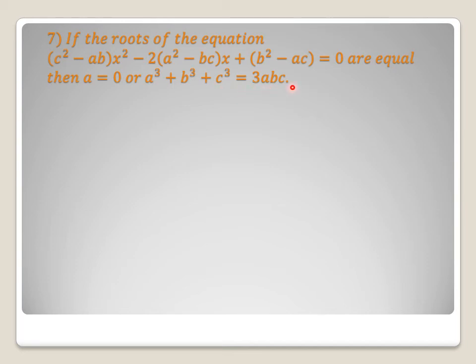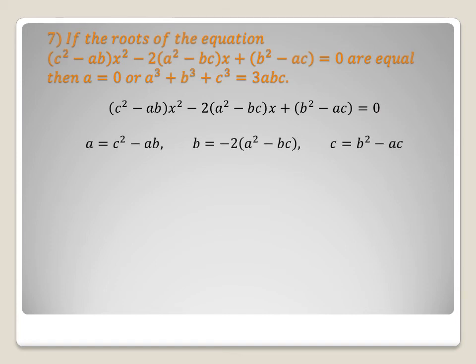So we will take the equation (c square minus ab) into x square minus 2 into (a square minus bc) into x plus (b square minus ac) equals 0. We will take the values of a, b and c. A will be c square minus ab, b will be minus 2 into (a square minus bc), and c will be b square minus ac.